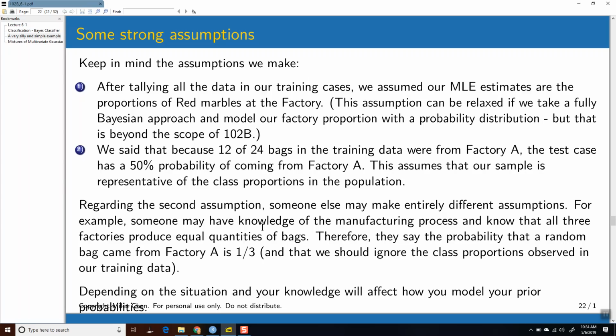So regarding the second assumption, someone else can do something entirely different. Maybe they know that factories A, B, and C all produce equal quantities of bags, so they choose to ignore the class proportions observed in the training data and just say the prior probability is 1/3. So depending on your situation and your knowledge, that's going to affect what you do for your prior probabilities.